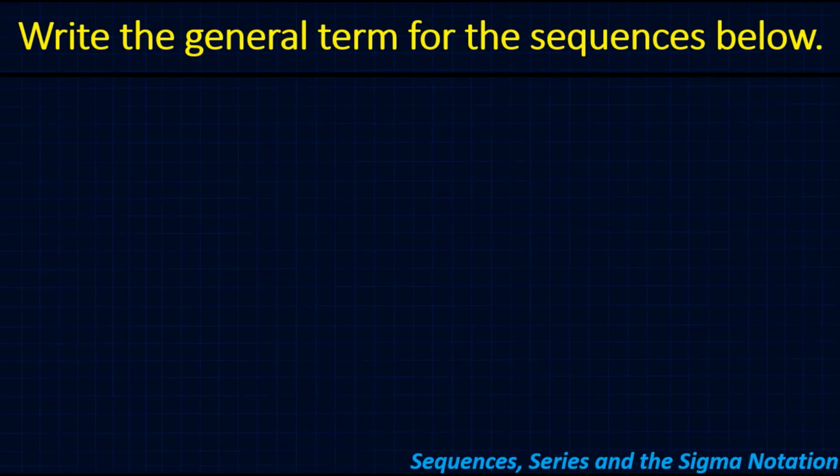Good day, everyone. Our topic for today is about writing the general term of sequences. When we have sequences, we are going to represent the number of terms as n. So n is equal to 1, 2, 3, 4, 5, 6, and so on. When n is equal to 1, we are referring to the first term. When n is equal to 2, we are referring to the second term, and so on.